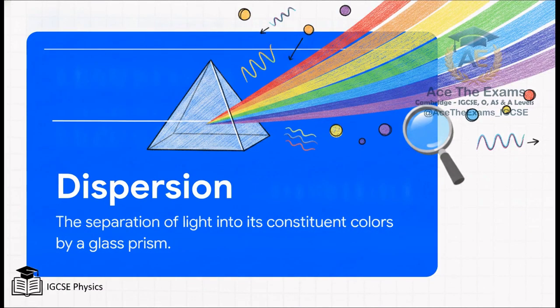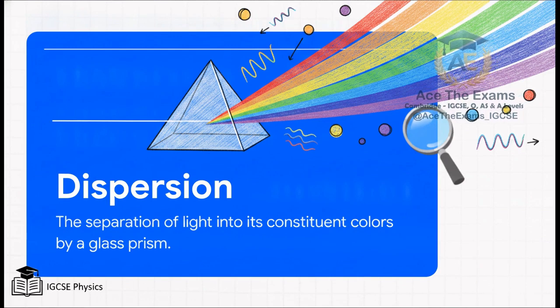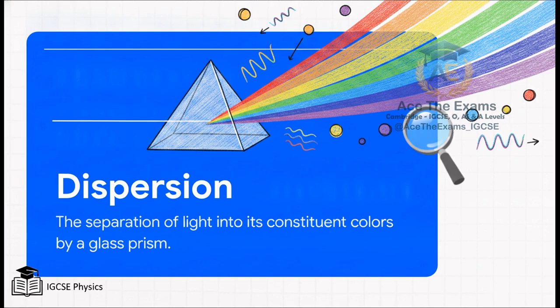But what happens when we use white light instead of that pure monochromatic light? Well, that is when we get dispersion. This is the separation of light into its constituent colors by a glass prism. Because white light is actually a chaotic mixture of many different frequencies, when it enters a denser medium like a glass prism, it slows down.